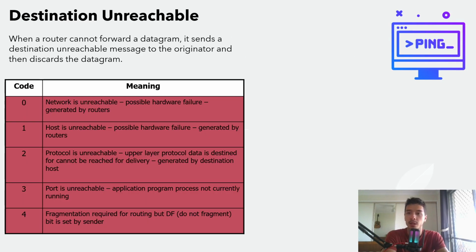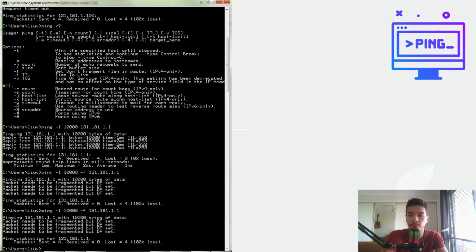So, destination unreachable. Let's quickly go over that one. That is one where the TTL would run out, or something can go wrong. I don't know exactly, something like that. But when a router cannot forward a datagram, it sends out a destination unreachable message to the originator and then discards it. So you've got different codes. Code 0 is network unreachable, possible hardware failure. Code 1 is host unreachable, possible hardware failure. Code 2, protocol unreachable: the upper layer protocol the data is destined for cannot be reached for delivery. Code 3 is port unreachable. Code 4 is fragmentation required but DF set.